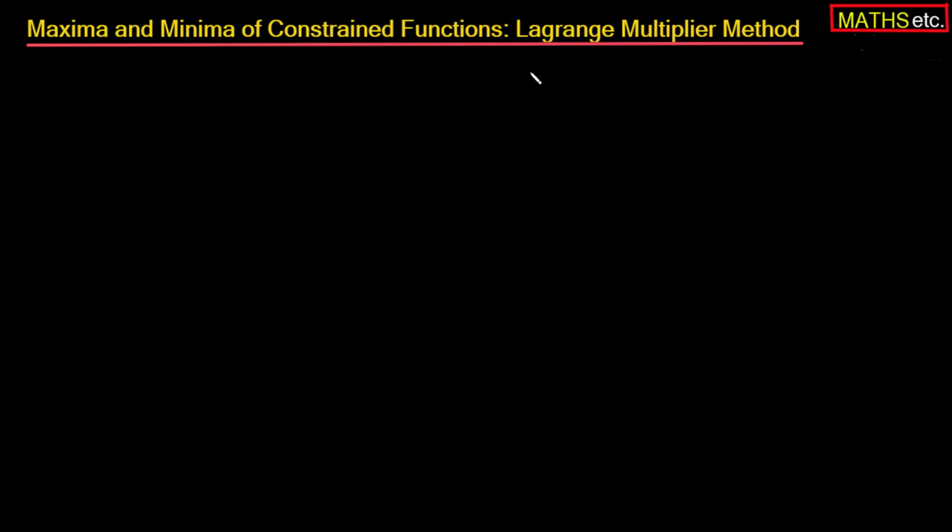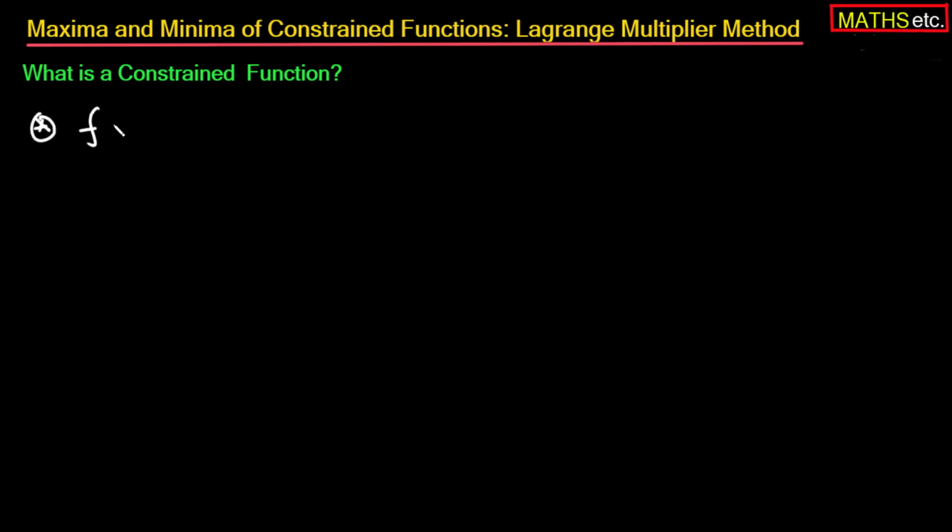So in this video we will learn what the Lagrange multiplier method is for finding maxima and minima of a constrained function and how it works. But before that, let us first see what a constrained function is. Now let us take this example.